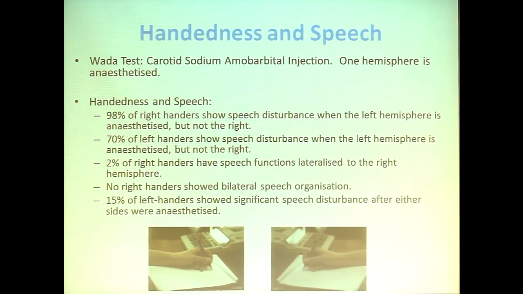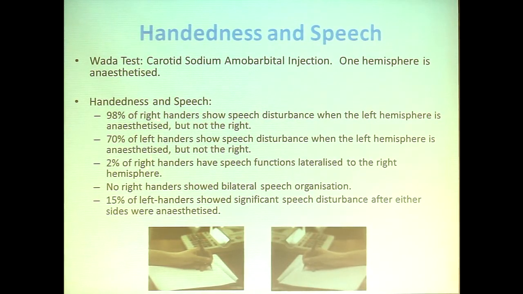Now, a bit more about handedness and speech. You will learn about the WADA test, where a certain substance is injected to affect the brain. It's called carotid sodium amobarbital, and what happens is it anesthetizes one hemisphere. So in the olden days, they used to inject it into one of the arteries here. And this is the interesting information that was found. Because I don't know if you've also found this, but there's a sort of lay perception out there that if you are left-handed, then your verbal abilities are in the right hemisphere. But that's actually not quite correct.